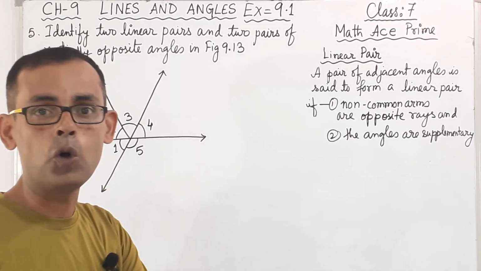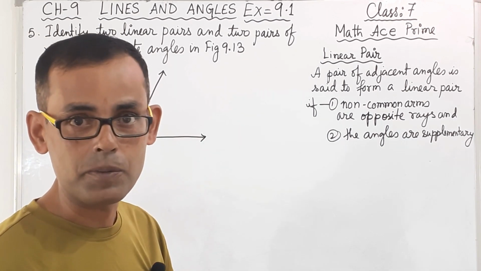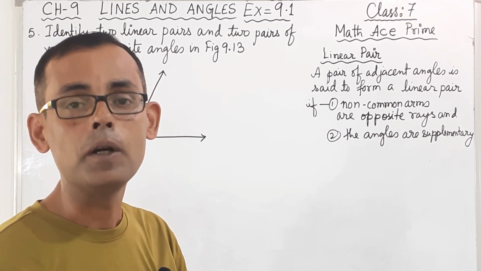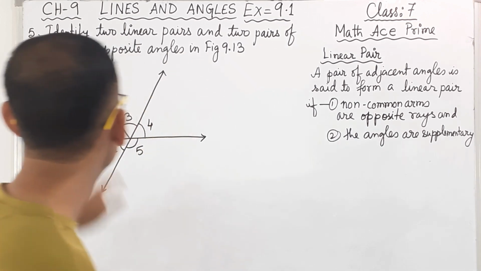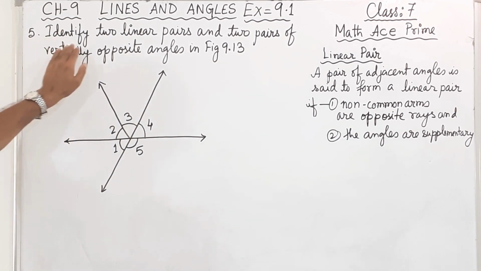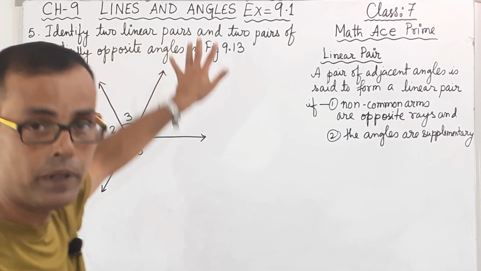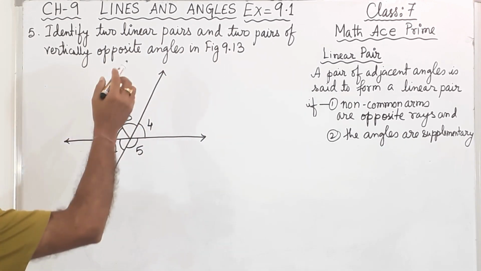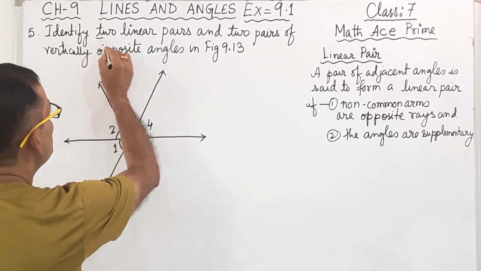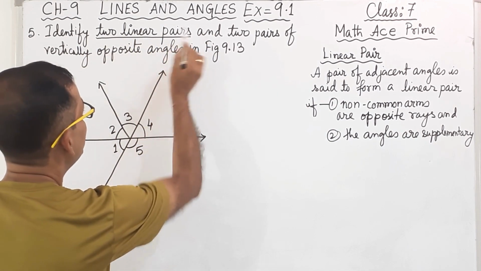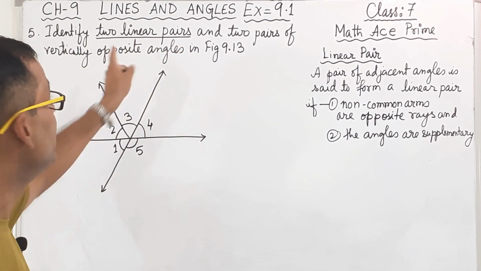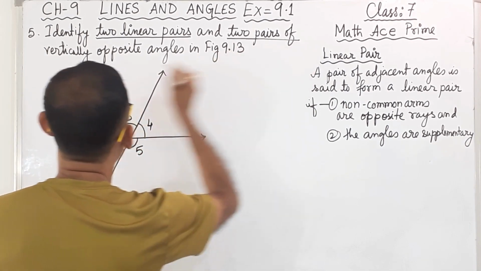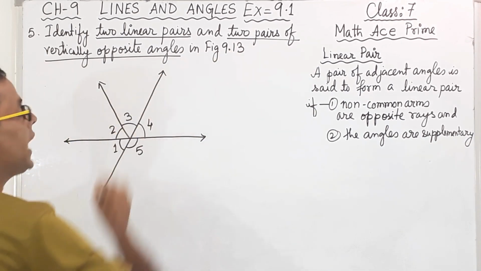Till question number 4 we finished in our previous part. Okay, and today's part is once again part 3. Now see what they are telling. Identify two linear pairs and two pairs of vertically opposite angles. That means you have to identify two linear pairs and you have to identify two pairs of vertically opposite angles.